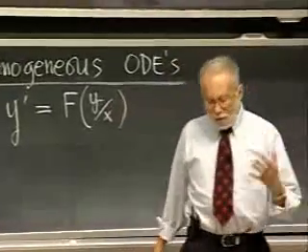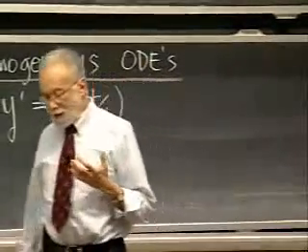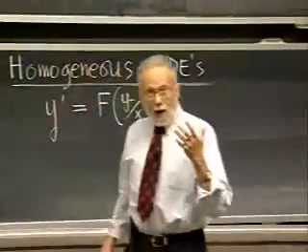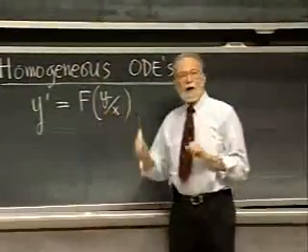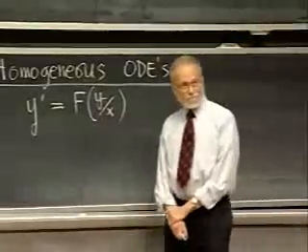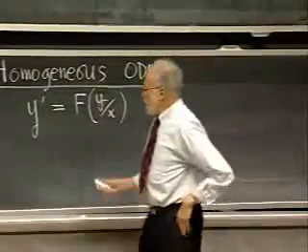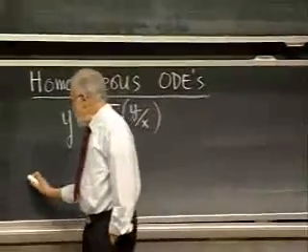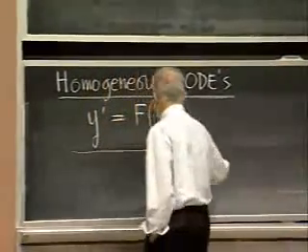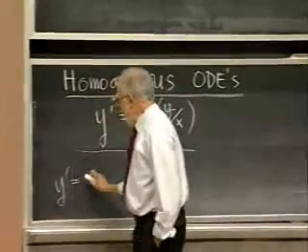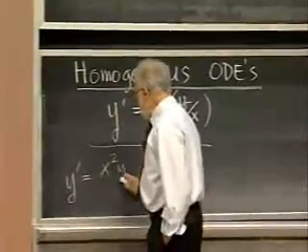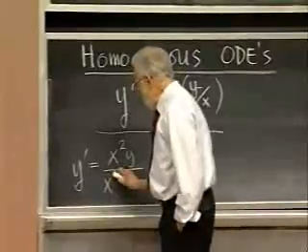In other words, after fooling around with the right-hand side a little bit, you should be able to write it so that every time a variable appears, it's always in the combination y over x. Let me give some examples. For example, suppose y prime were, let's say, x squared y divided by x cubed plus y cubed.